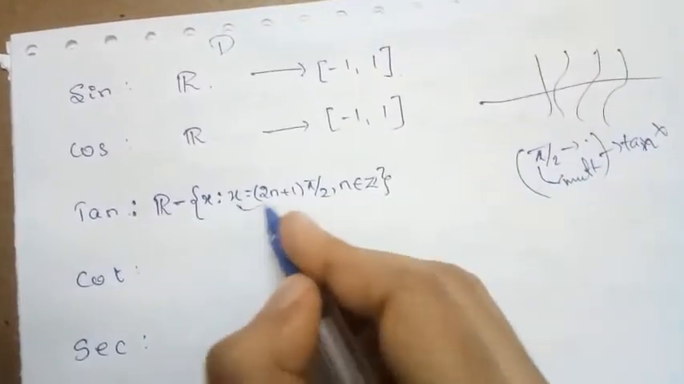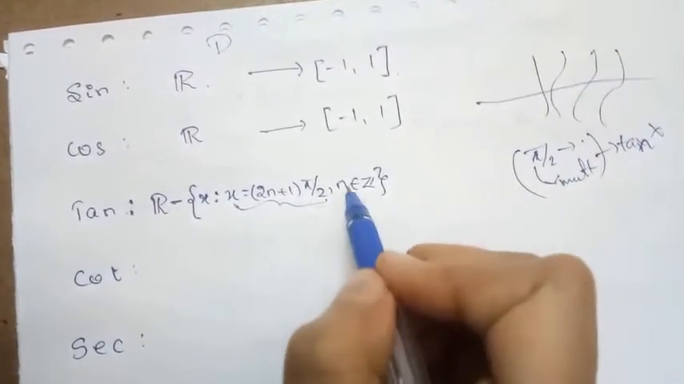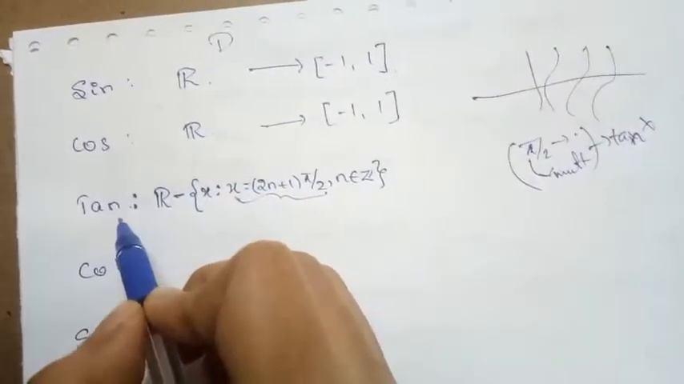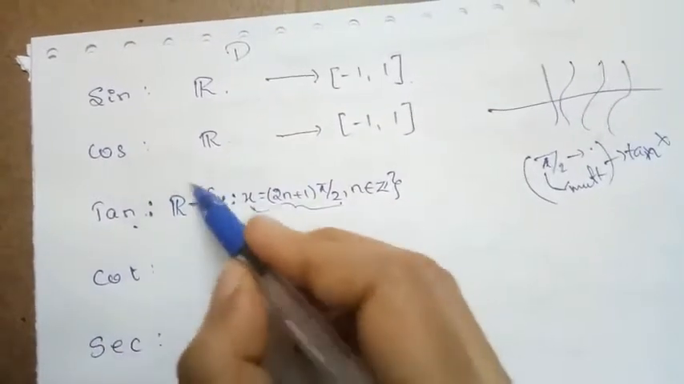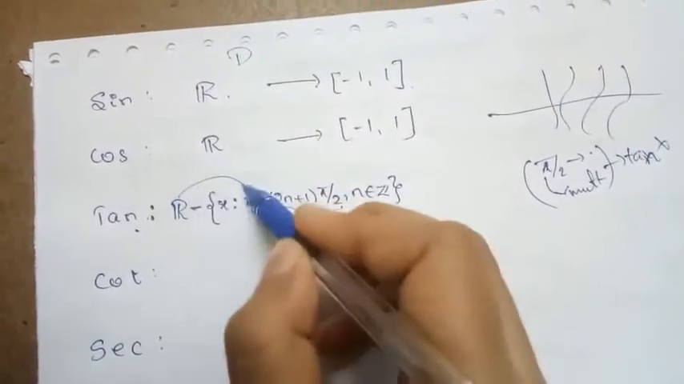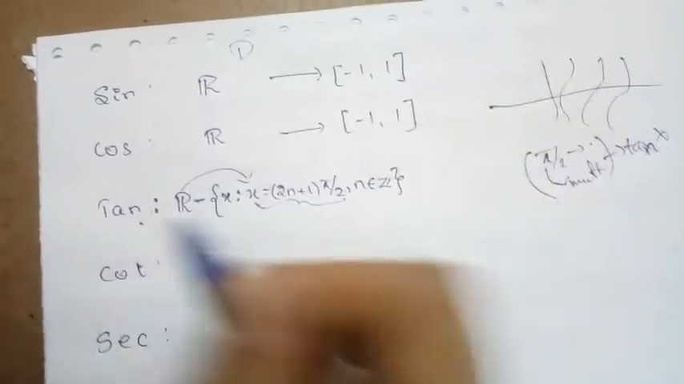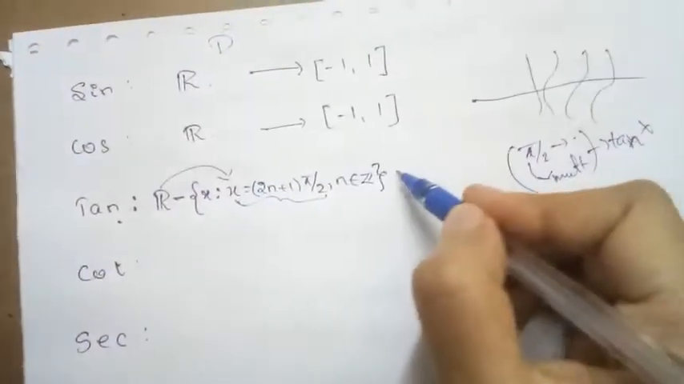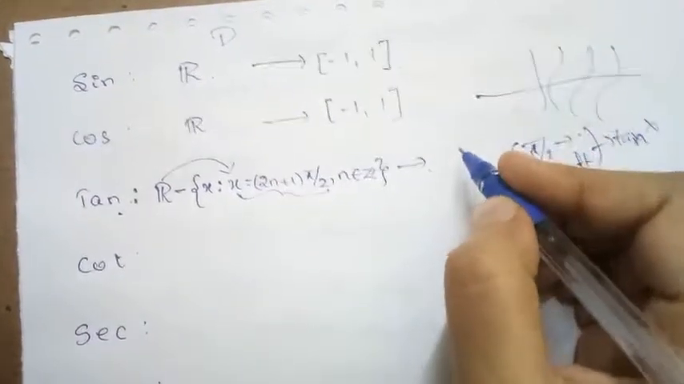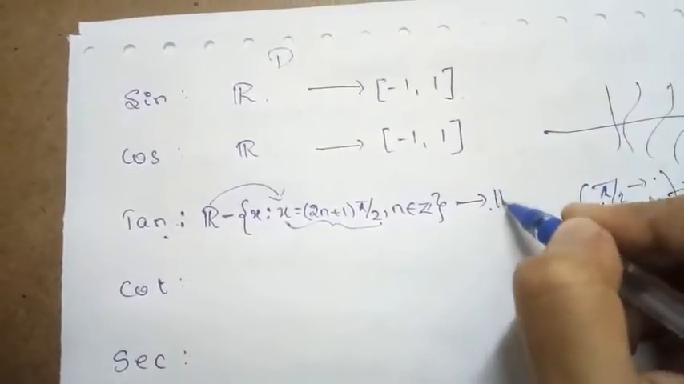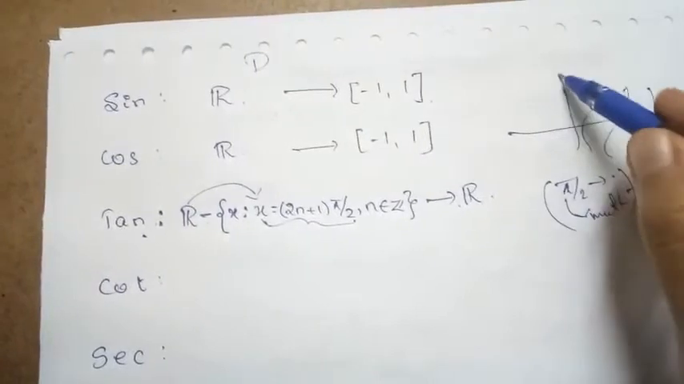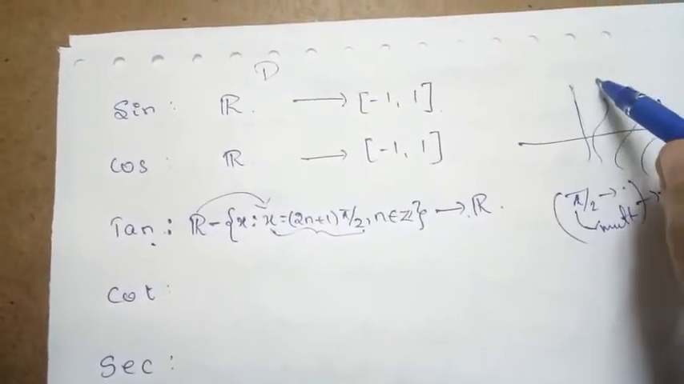So this becomes what? Multiple angles of pi by 2. At those points the tan function is not at all defined, so from the set of real numbers I am removing those multiple angles of pi by 2. This becomes the domain of the tan function. So what is the range of the tan function? The range is again the set of real numbers, because the function is defined over the whole set of real numbers.